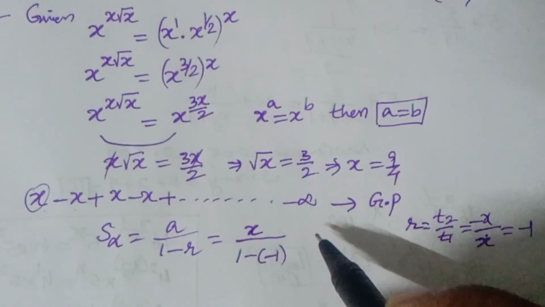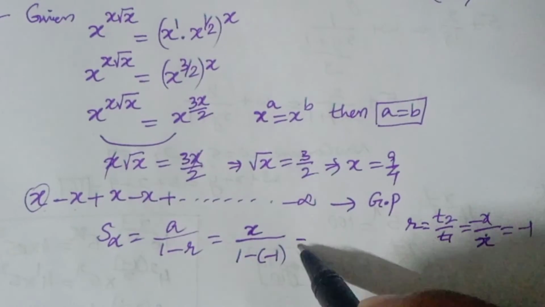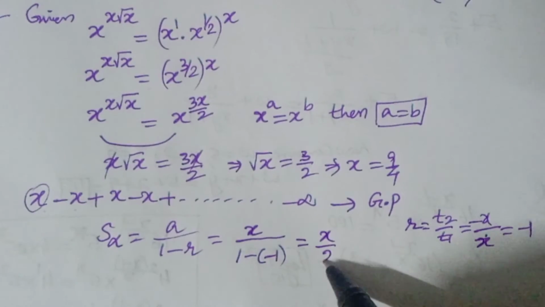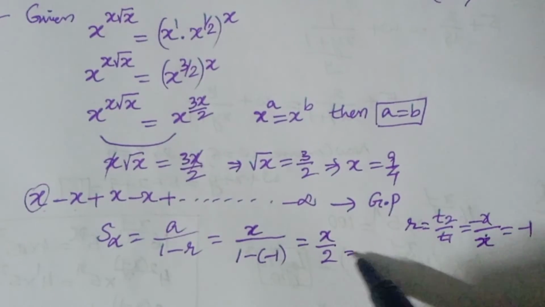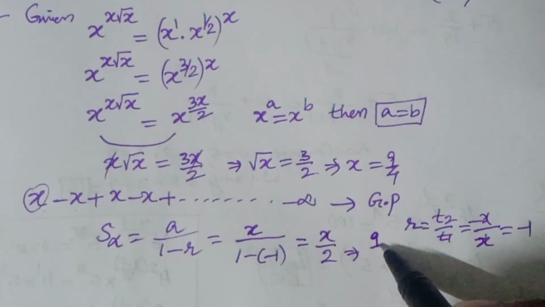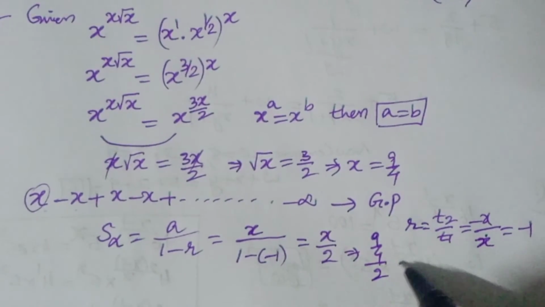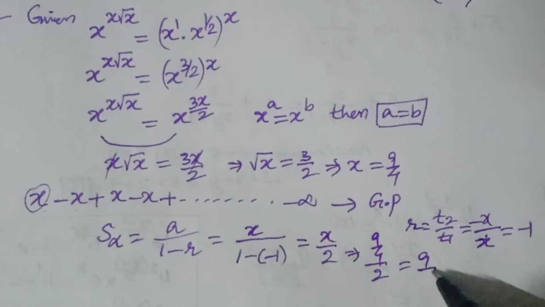Okay, now we are substituting here. So here x by 2. So x value is 9 by 4, divided by 2. The value is 9 by 8.